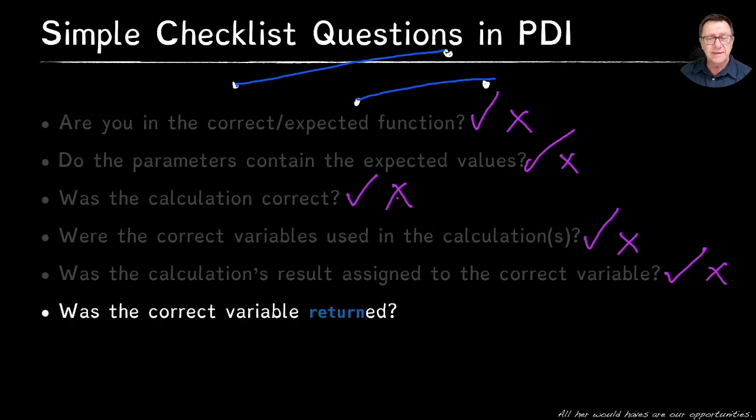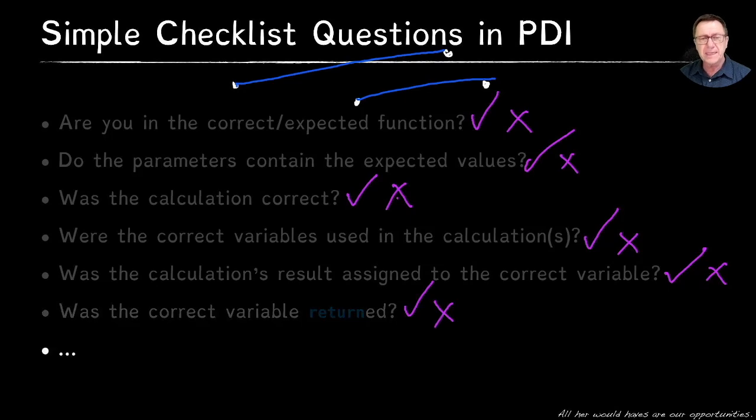Was the correct value returned? You've performed the calculations. You've calculated in your function the distance between 2 points. Was that what was returned? Oops, no it wasn't. We actually returned the value of the latitude. Okay, we need to fix that. So was the correct value returned? Yes or no? And we can continue to build our checklists.